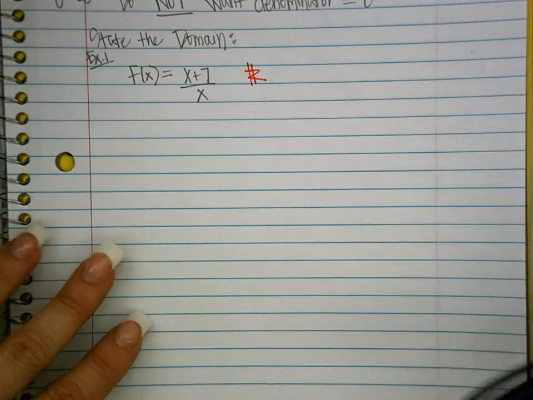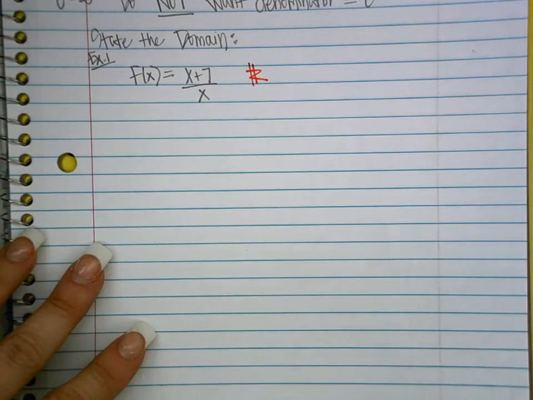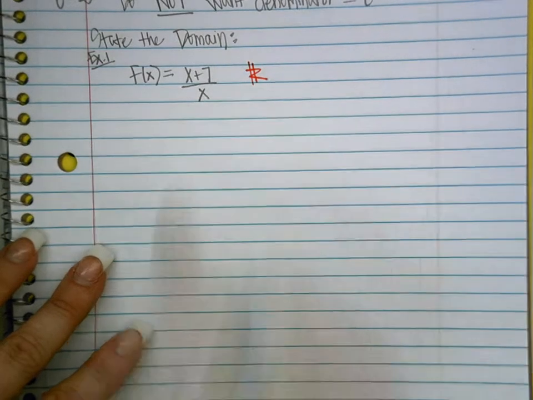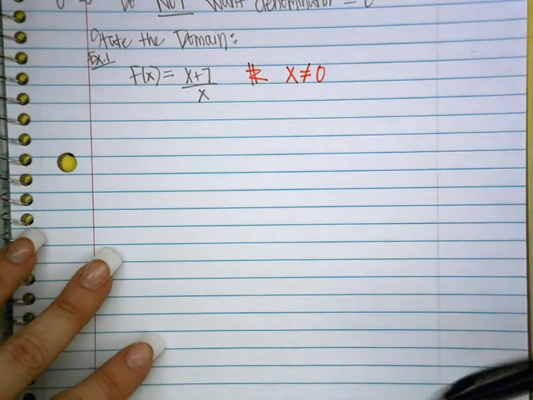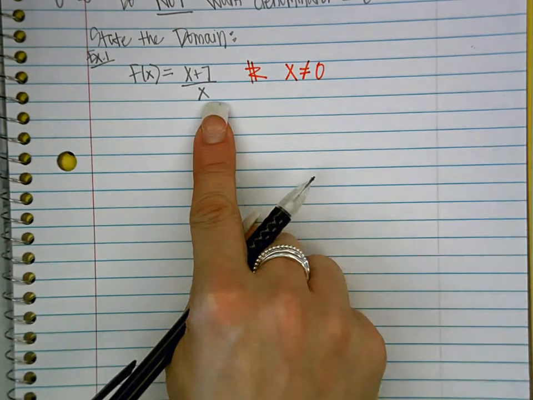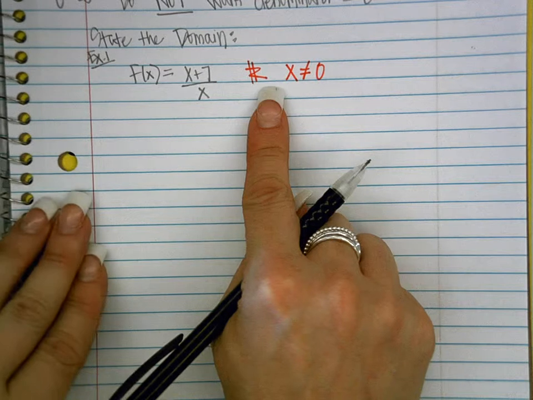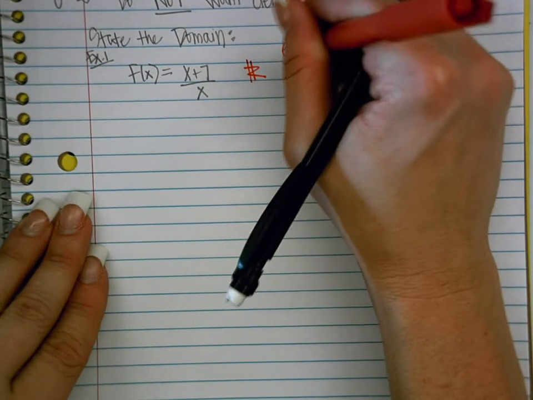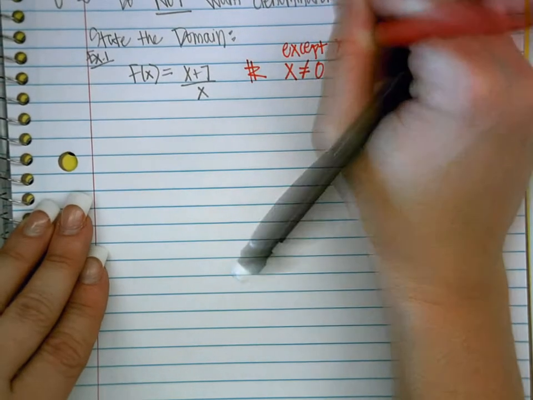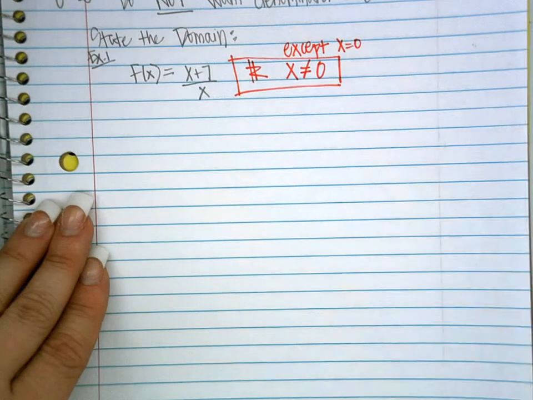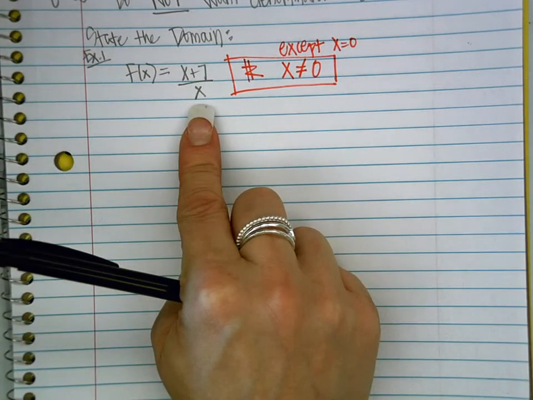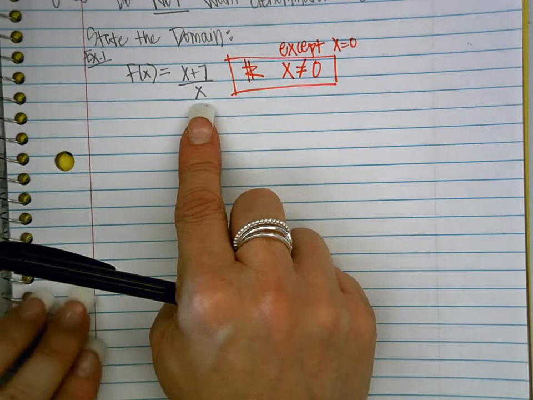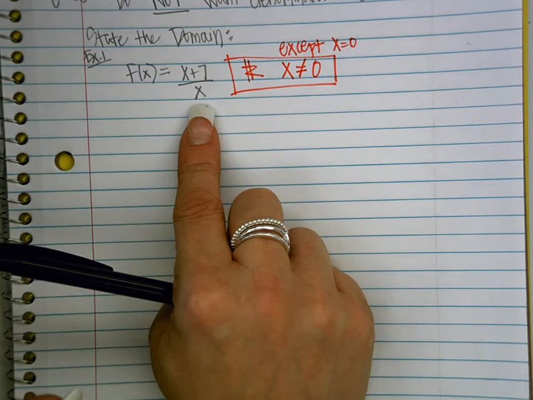No, you're not done. You're always starting with all real numbers, except what? I do not want x to equal what? X cannot equal 0. Since it's just an x in the bottom, it's all real numbers except x equals 0. So this is your answer. You can plug in any number except 0 and you would get an answer. That's it, you're done.